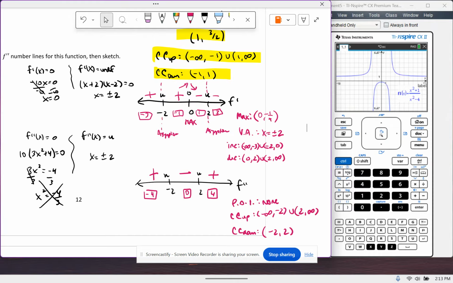Then, what's happening at 0? Well, we have a max. Yep, that makes sense. And then from 0 to 2, we are decreasing and still concave down. All right, that makes sense. Then we have our asymptote. All bets are off. Here we go. Back at it. From 2 to infinity, we are decreasing and concave up.